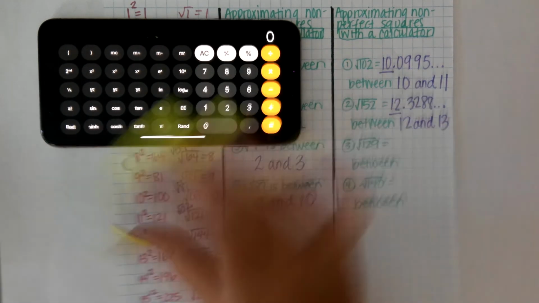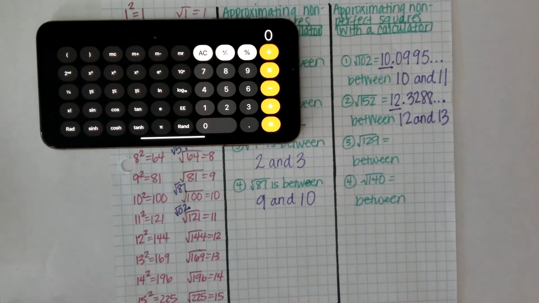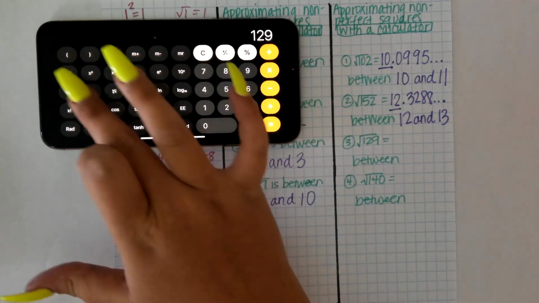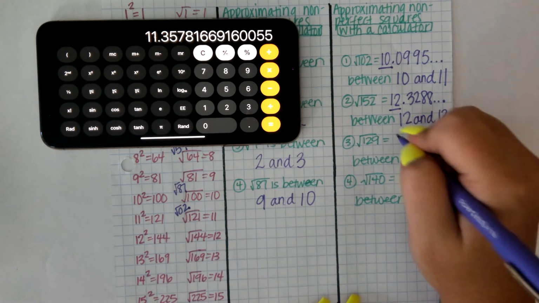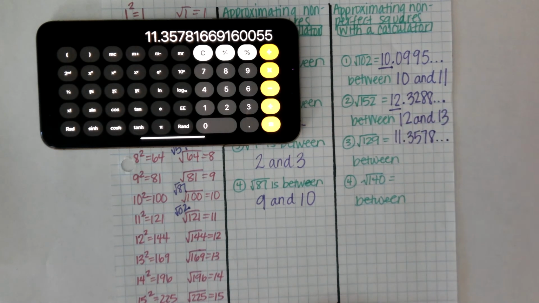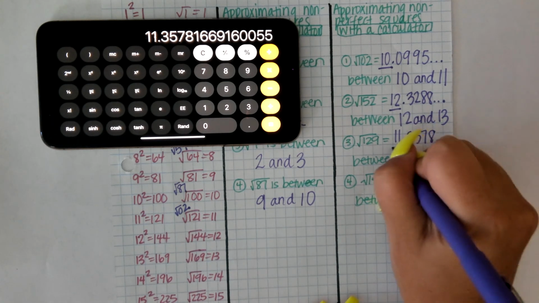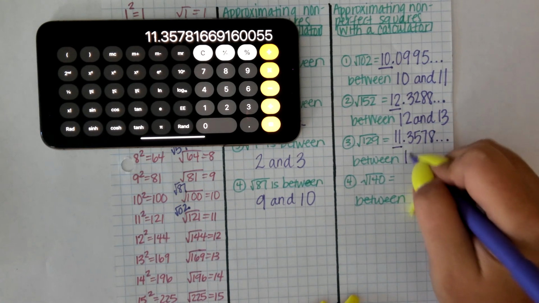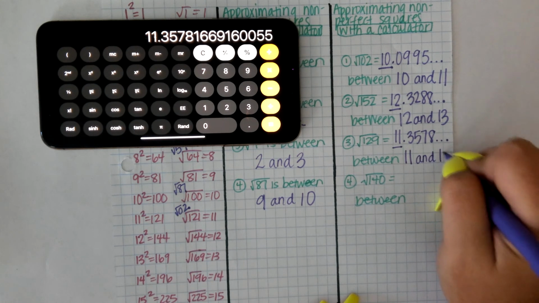Number 3, the square root of 129 is 11.3578. So I'm going to look at the first number. It is 11. So it's between 11 and 12.